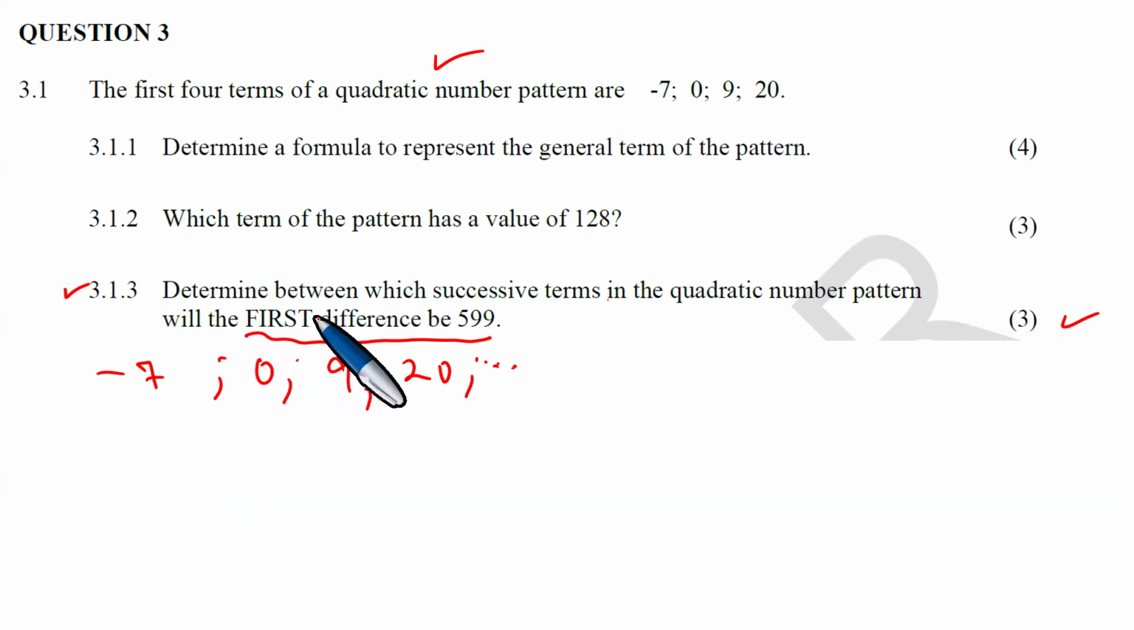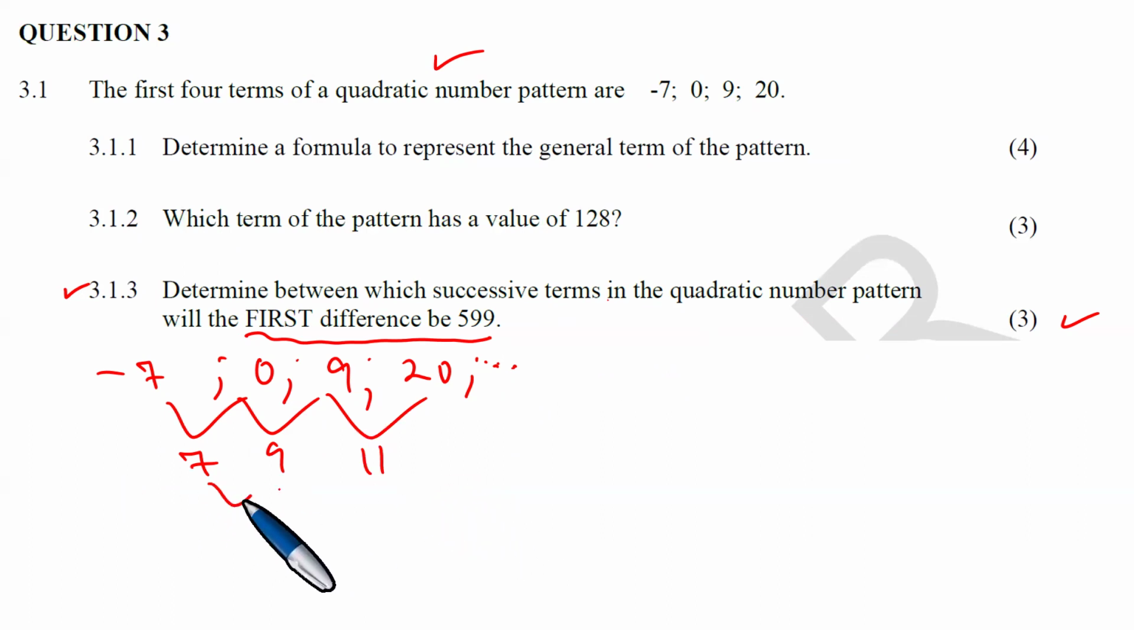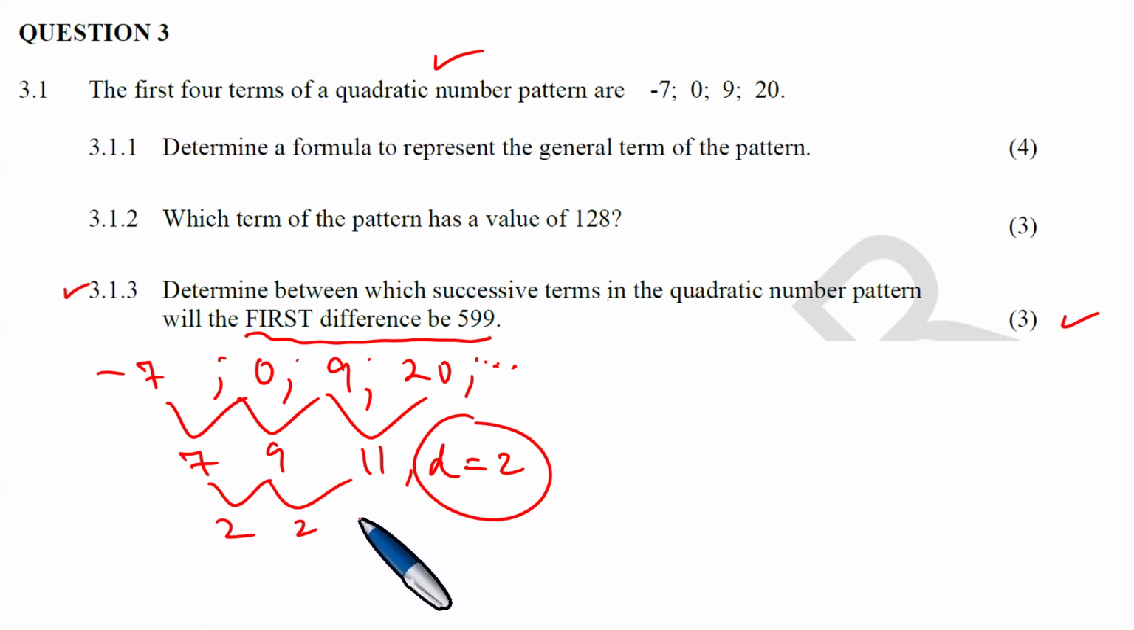These questions ask: determine between which successive terms in the quadratic number pattern will have the first difference. Let's deal with just the first differences. Obviously we're going to deal with multiple of them. If you're dealing with the first differences, we have this minus that, which is 7; 9 minus 0 is 9; 20 minus 9 is exactly 11. These first differences themselves form an arithmetic progression, because 9 minus 7 is 2, and 11 minus 9 is 2. So this becomes an arithmetic progression with a common difference of 2.